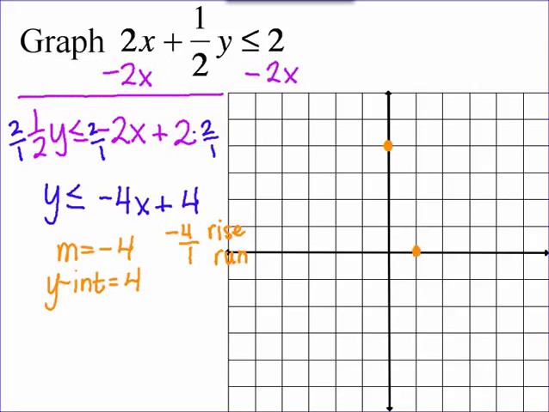So from this point, what are you going to do? Go down 4 again and over 1. Then what are you going to do? Draw your line through, okay? I want you to try and figure out what side you're going to shade now.